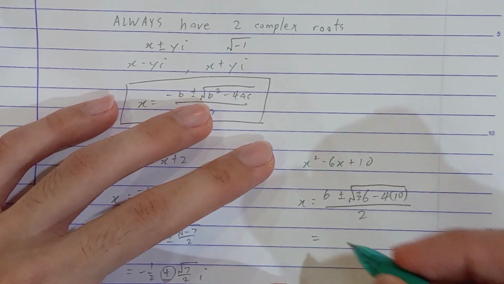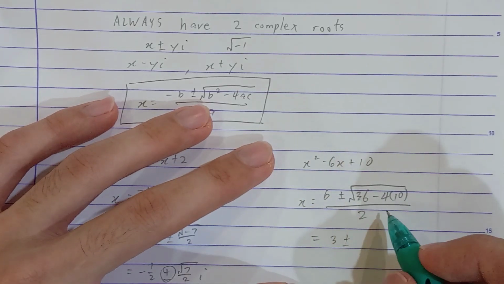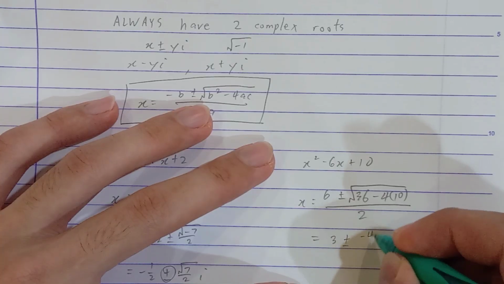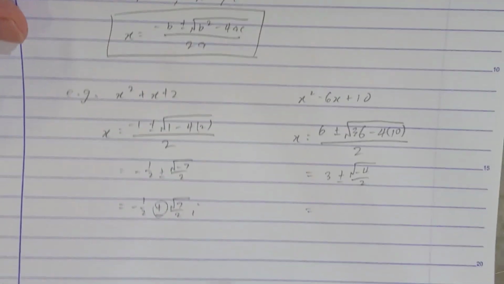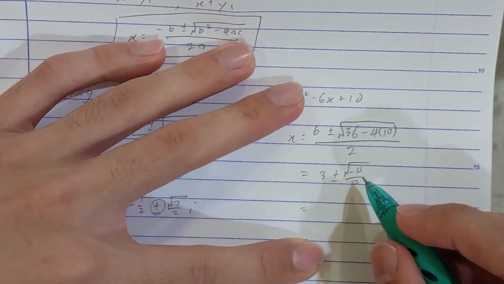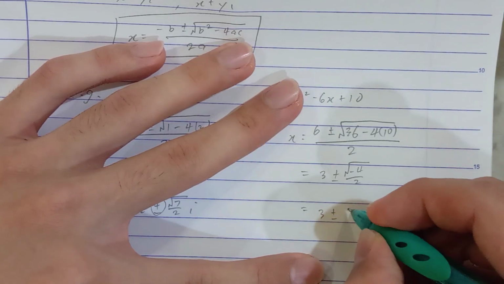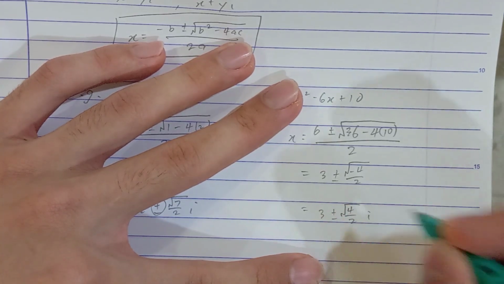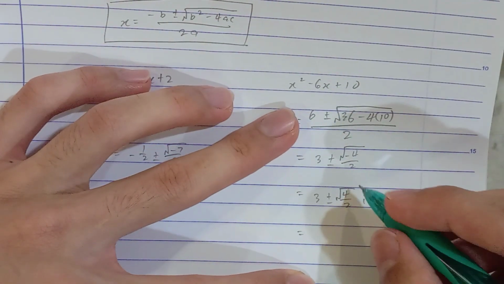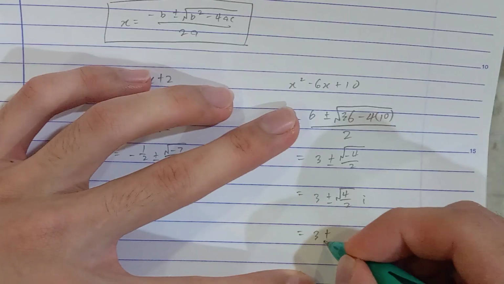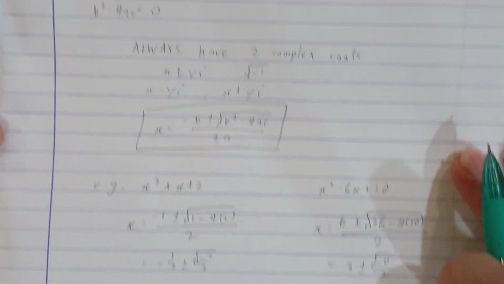And simplifying it, we get 6 divided by 2 is 3. So 3 plus minus the square root of 36 minus 40, which is negative 4, over 2. Then now we put in the imaginary number here. It will be 3 plus minus the square root of 4 over 2 i. And simplifying it further, square root of 4 is 2, and 2 divided by 2 is 1. So your answer will be 3 plus minus i. And that's how you find the imaginary roots.